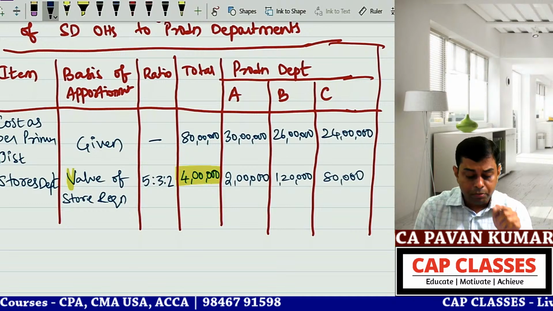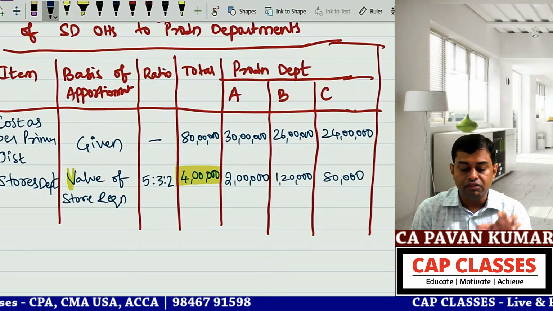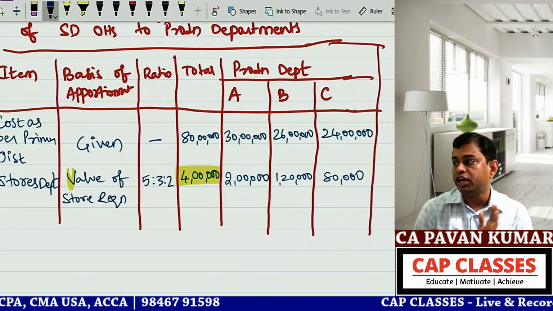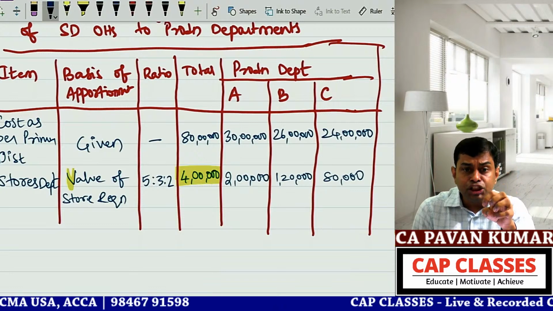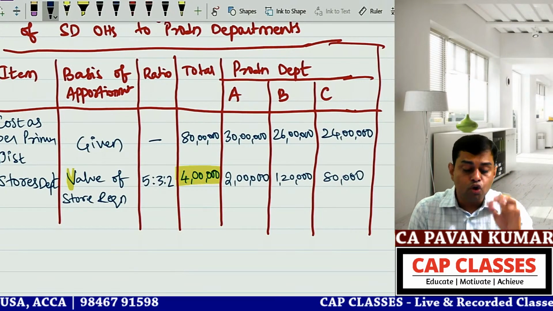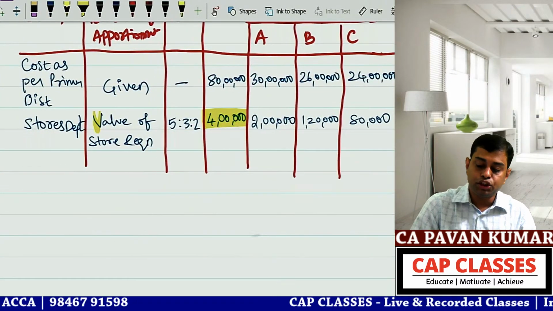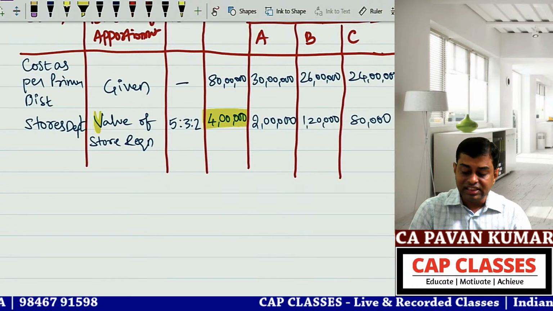What is the service department? Stores department cost. You have distributed it to production departments 1 to 3 in the ratio of value of store requisition. This is service department 1.